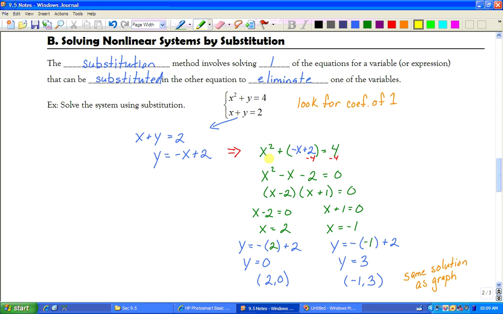So go back to one of your original equations, or I chose to use the line equation, the linear equation, solve for y, and just substitute back in, and you can easily find your y coordinate. So when you substitute in 2, you get 0. When you substitute in negative 1, we get 3. And if you look back at our previous answer, these are the same answers that we got for the graph. So this is the substitution method.